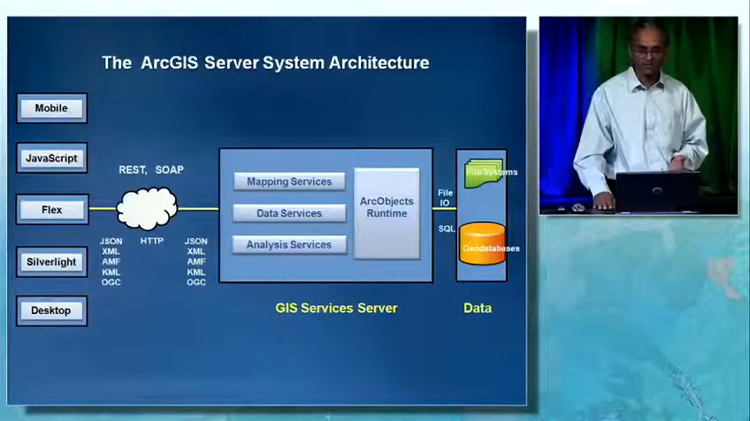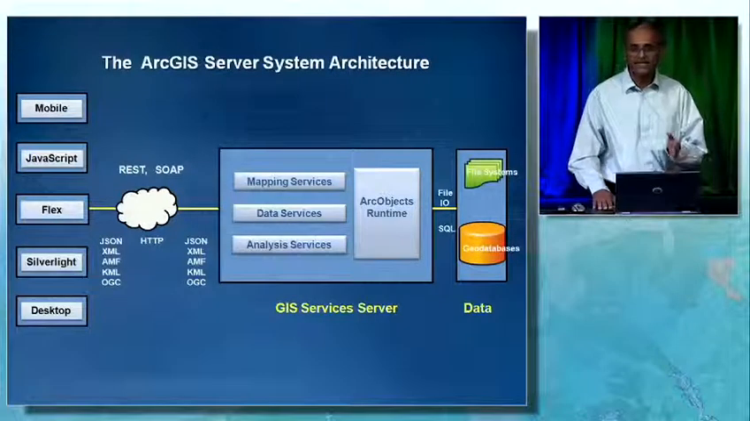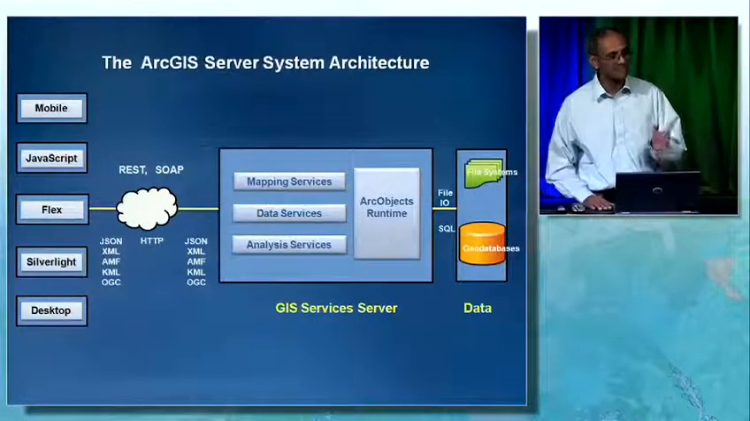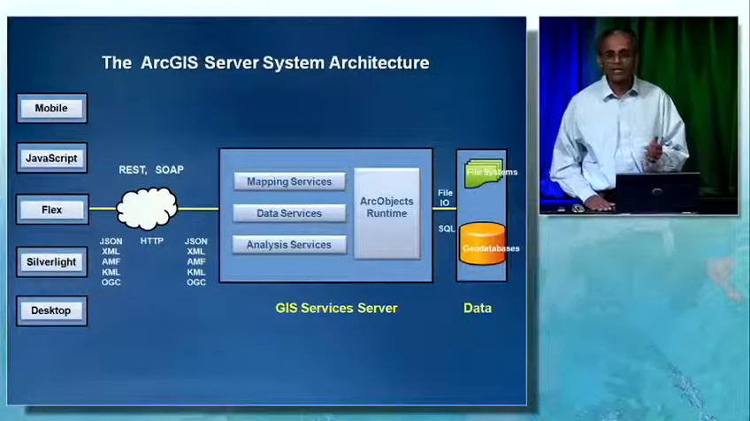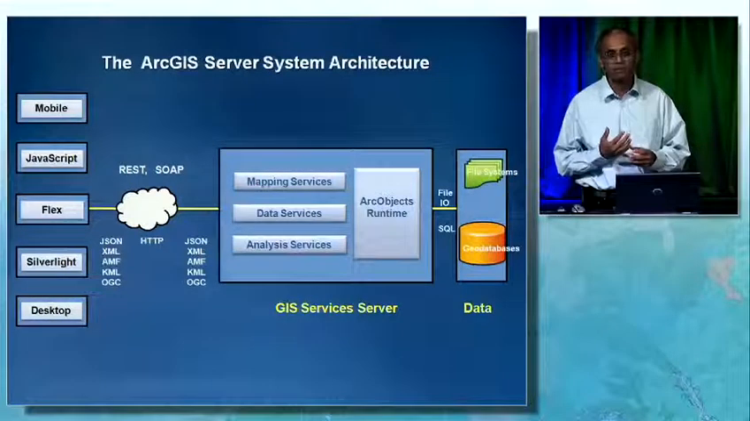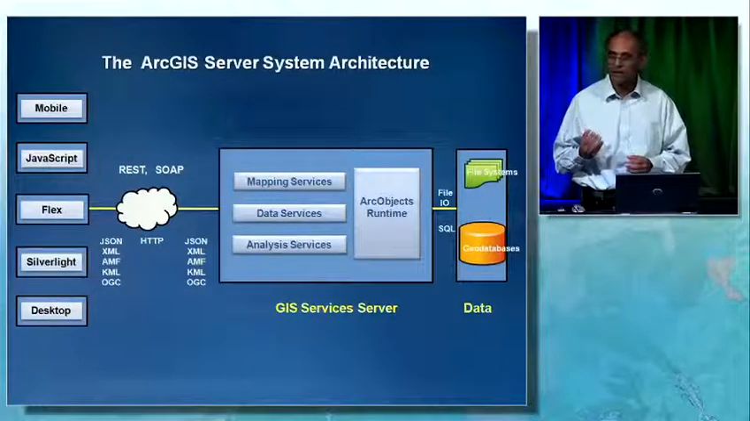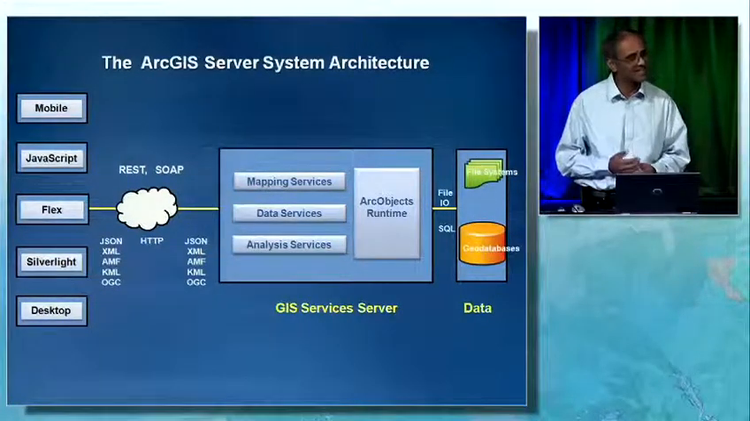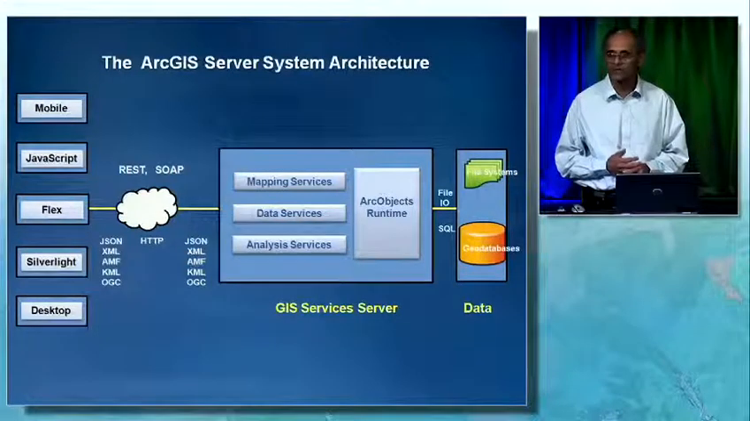This is the architecture of the ArcGIS Server system. These applications work with the services server using REST and SOAP APIs. They include APIs for building browser-based applications, JavaScript, Flex, and Silverlight, as well as mobile applications, applications for the iPhone, and also desktop.